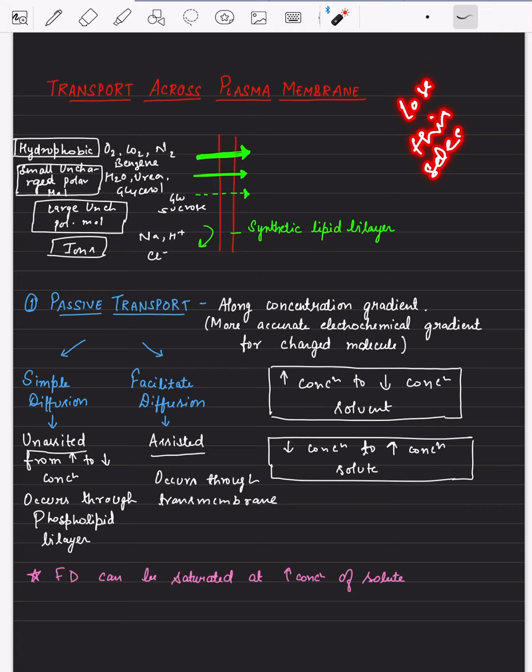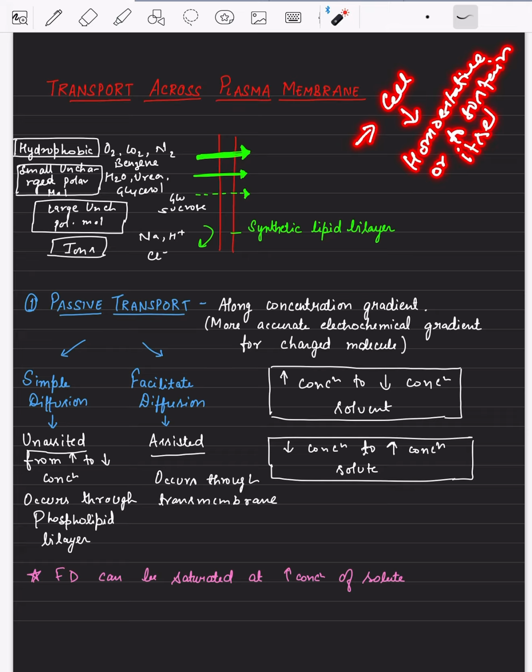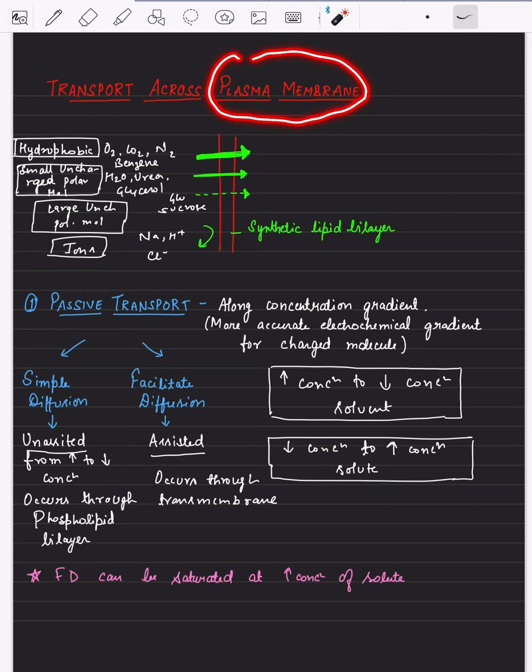and it randomly starts allowing all the substances that are coming across it, what will happen? The cell will no longer be able to maintain homeostasis, or you can say it will not be able to sustain itself. The cell will be destroyed. So that's the reason it is very, very essential that the transport across plasma membranes should be regulated.